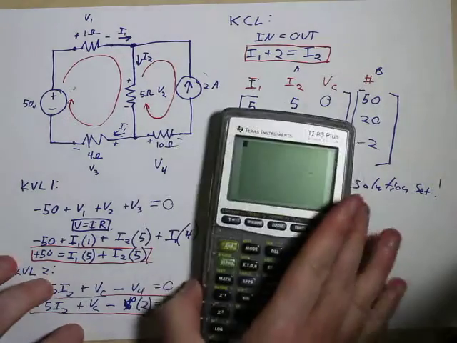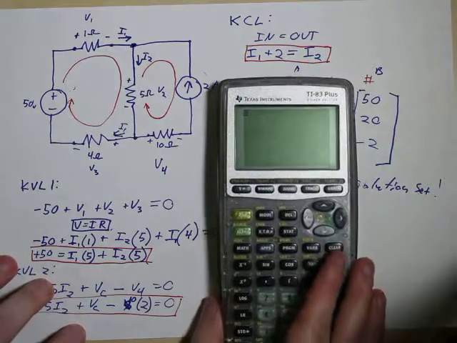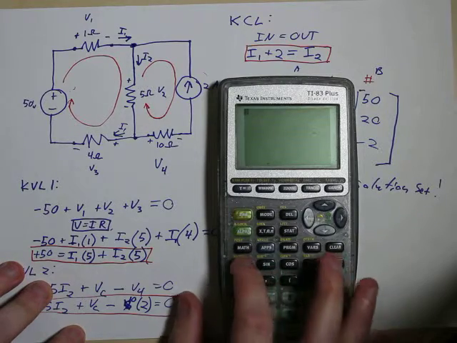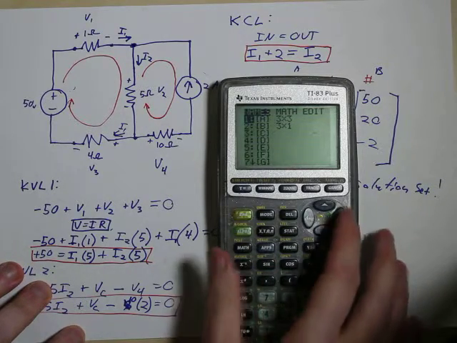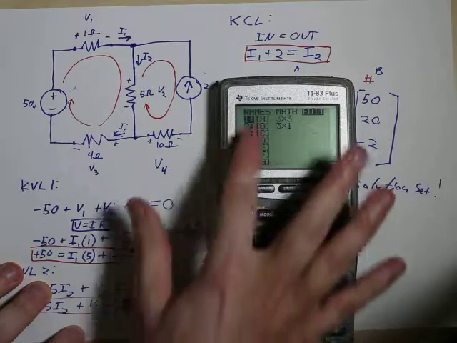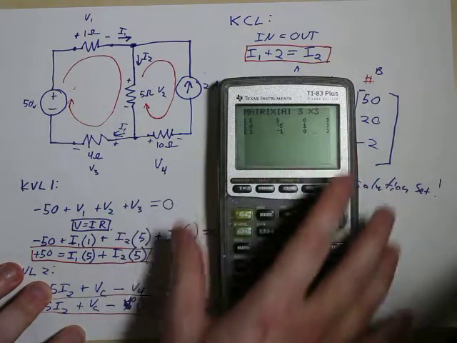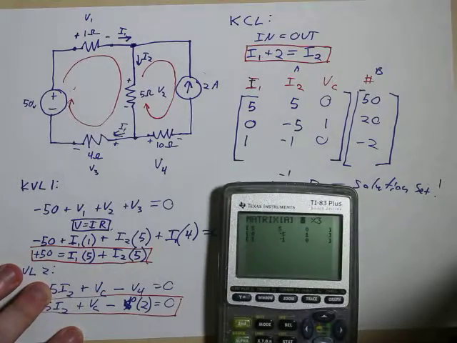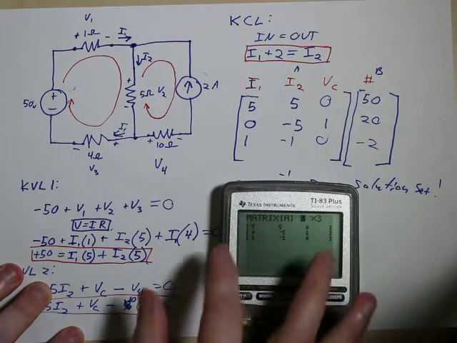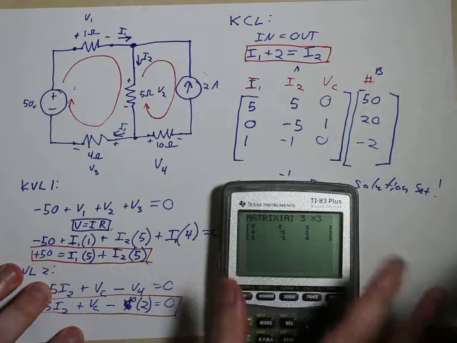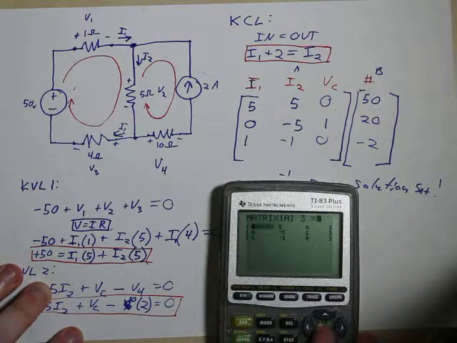So calculator down. Let's see if we can see this. All right. First thing we're going to do, second math. That's going to pull up our matrices. We're going to go to the matrix A. We're going to edit it. It's going to be a 3 by 3 matrix. And you see I already plugged the numbers in here. Let's go down so you can see that. 5, 5, 0. 0, minus 5, 1. 1, minus 1, 0. Okay? So once you type all these individual numbers in, we're going to second quit.